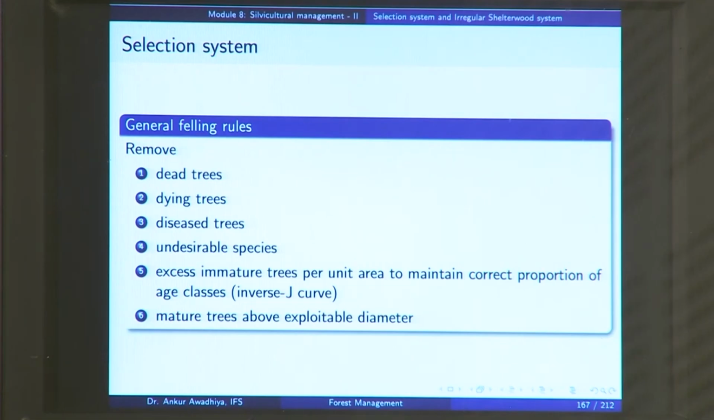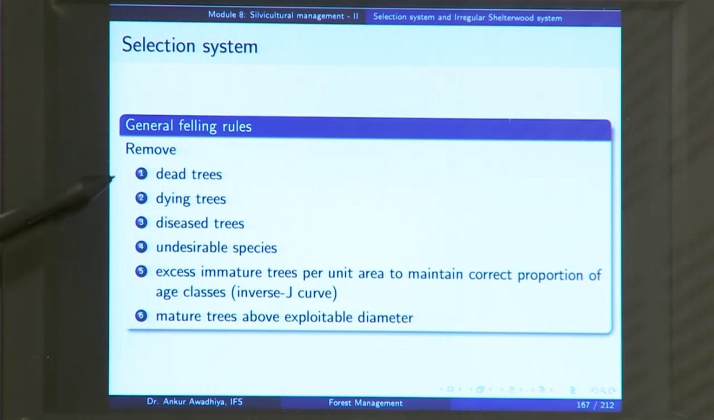So, the most preferred is that all these dead, dying and diseased trees are removed, so that you no longer have any disease or any pest or any insects in the system. So, that you are trying to maintain the health of the system.